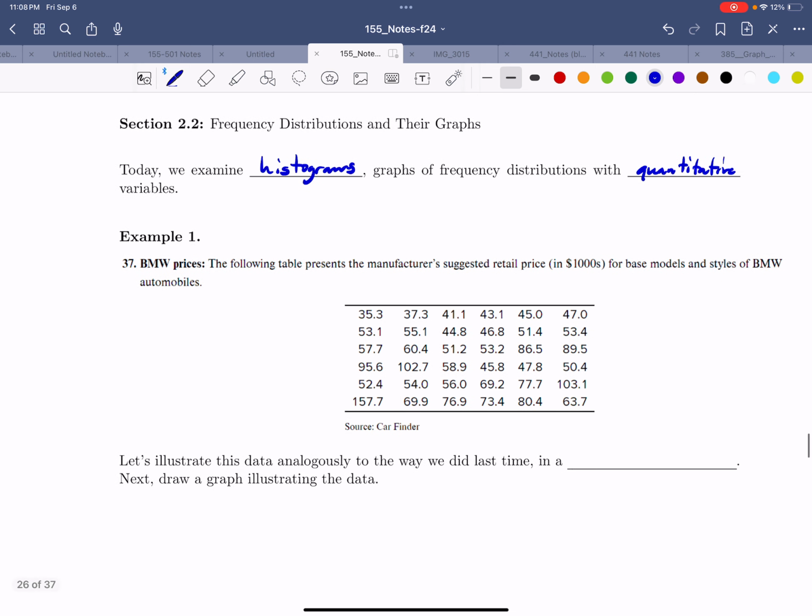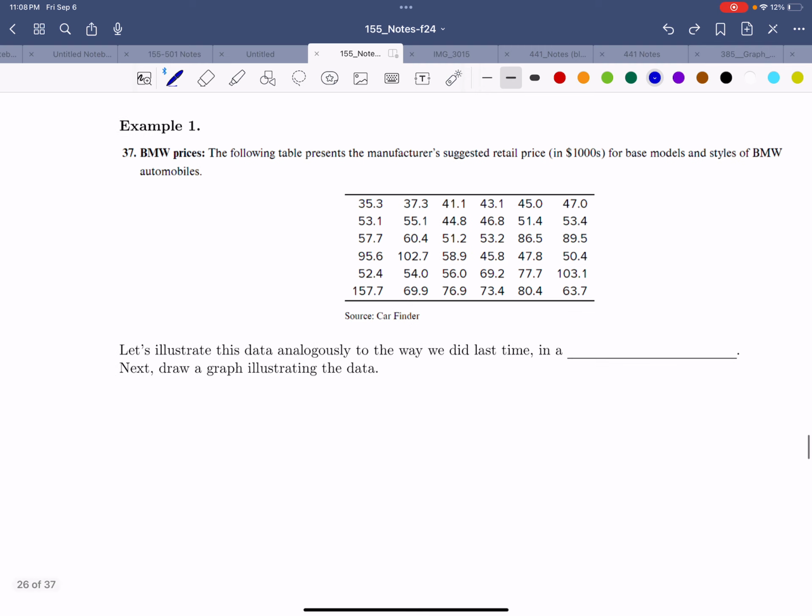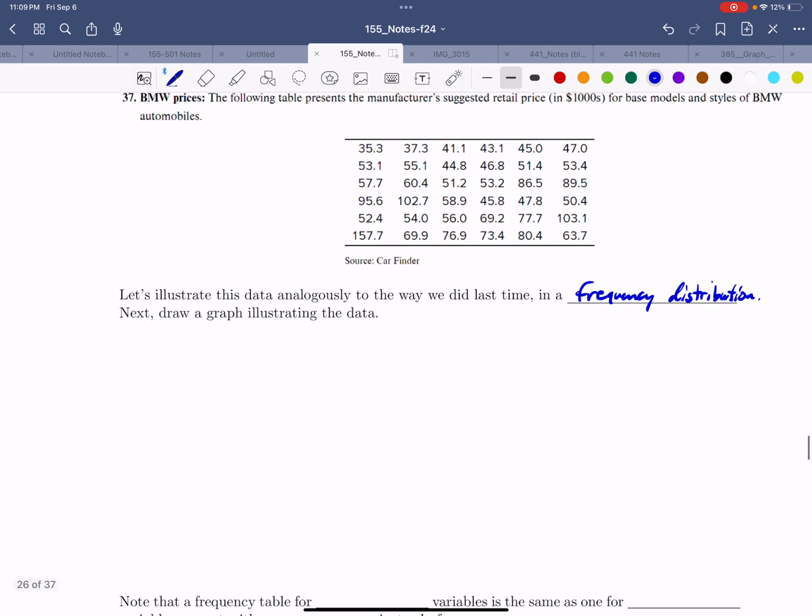For example, if we're given a big table of data, right? In this case, it's prices in thousands for base models of BMWs. Let's see if we can illustrate this in a meaningful way. So first what we're going to do is we're going to use a frequency distribution. Now, unlike last time, this is going to be for quantitative data.